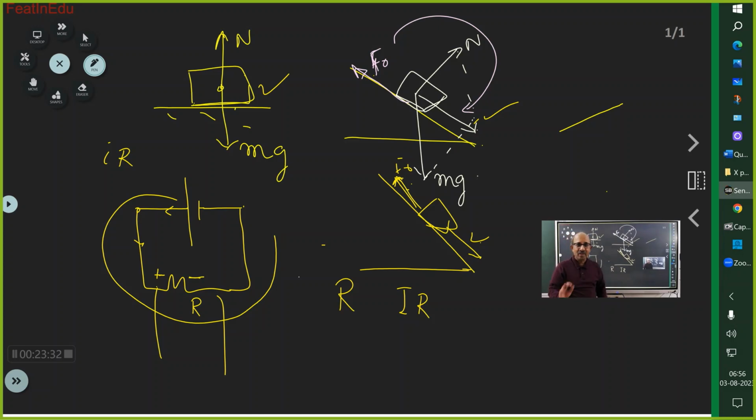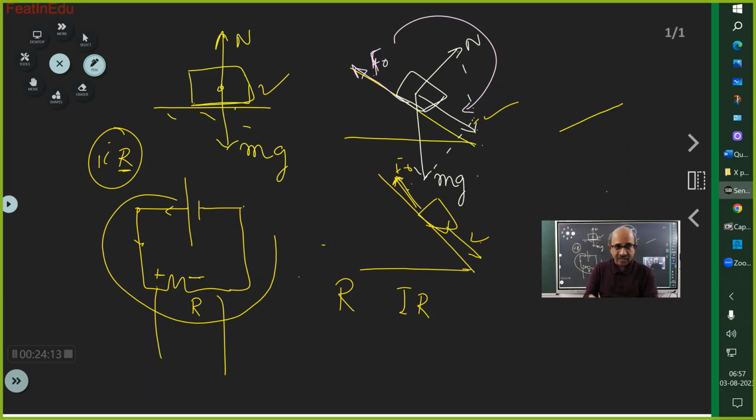Understood? Opposition increases. As the current increases, the I into R will increase, because R is fixed and I is increasing. Initially, as soon as you switch on, current is 0 and it becomes some amperes. It is increasing, right? As it is increasing, opposition is also increasing, as somebody is pushing, the opposition is also increasing. Got it, all of you?